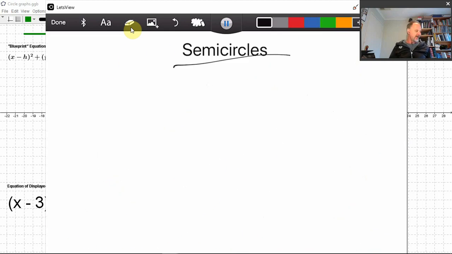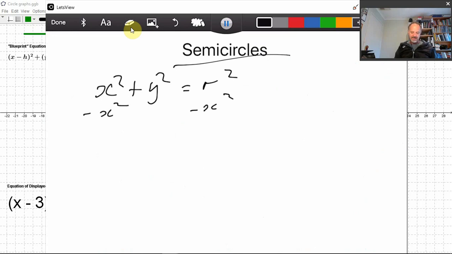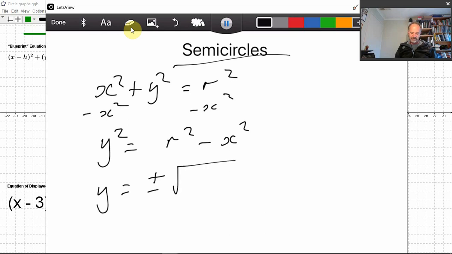Semicircles. All right, so they're half circles. So we're just going to take it a little bit easy here for the moment. I'm going to say x squared plus y squared is equal to the radius squared. What I'm going to do is take x squared from both sides. And so then I'll have y squared equals r squared minus x squared. Then I'm going to square root both sides. And then we end up with that.